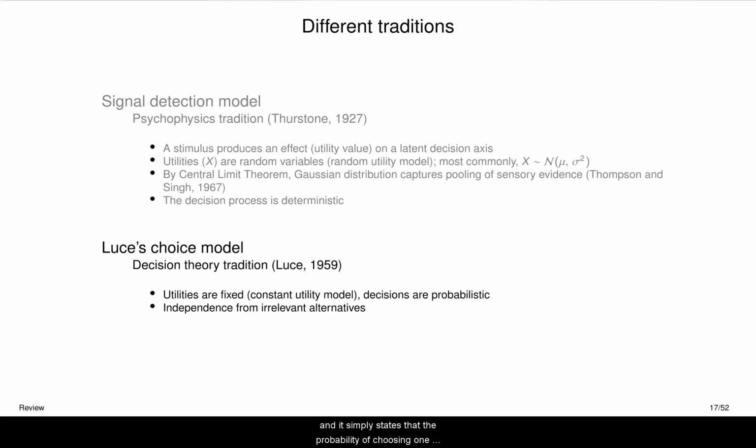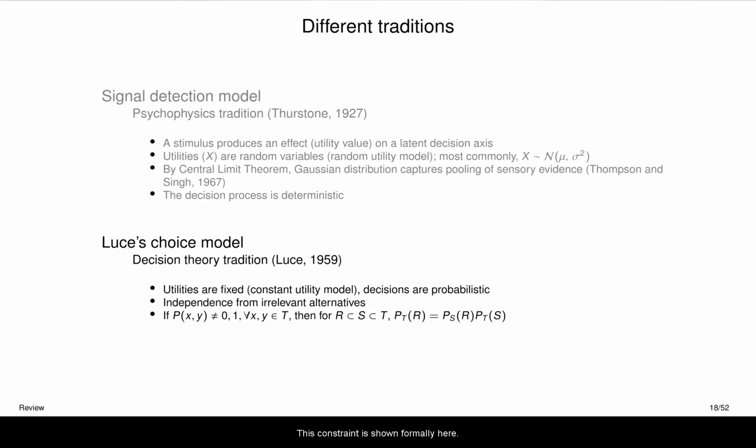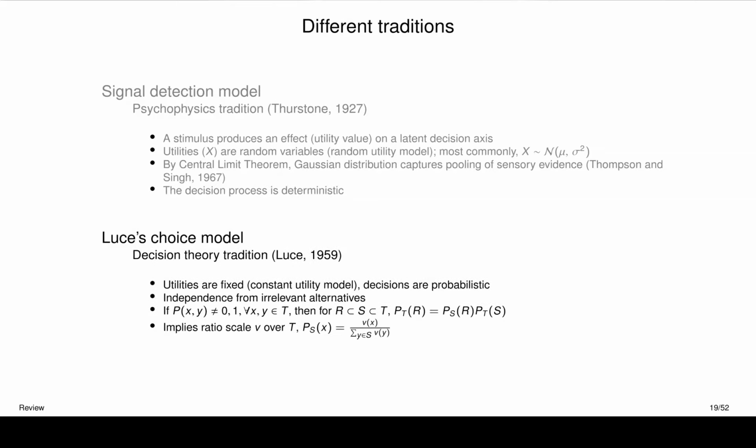It simply states that the probability of choosing one alternative over another should not change if we add or take away irrelevant alternatives. This constraint is shown formally here. So if we have a set of items R that are a subset of a larger set S, which is a subset of a larger set T, the probability of choosing R from T should be the same as the probability of choosing R from S multiplied by the probability of choosing S from T. So in other words, introducing new alternatives or taking them away should not change the rank order of a set of alternatives.